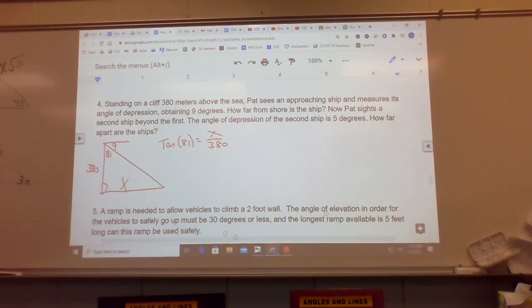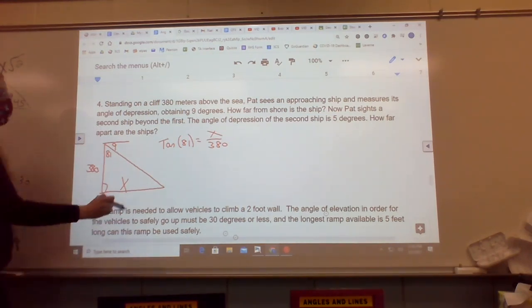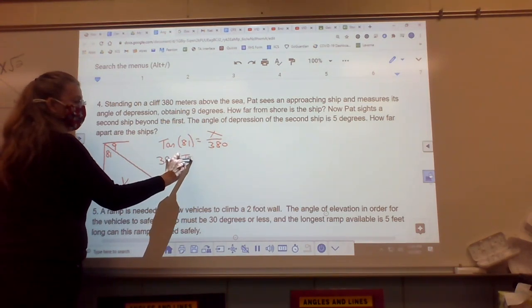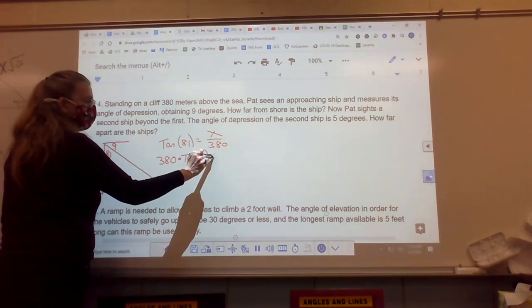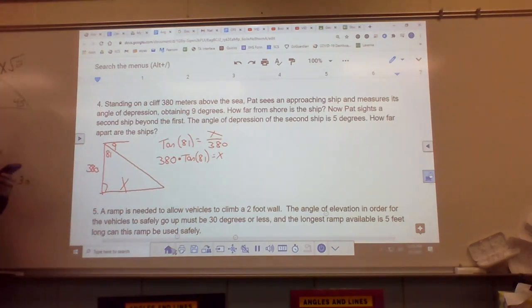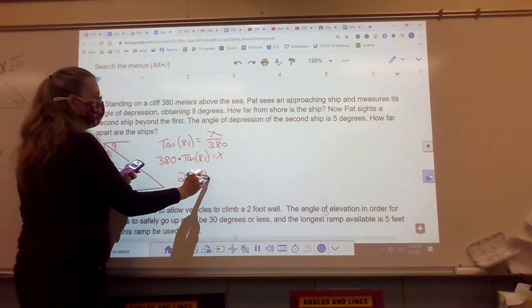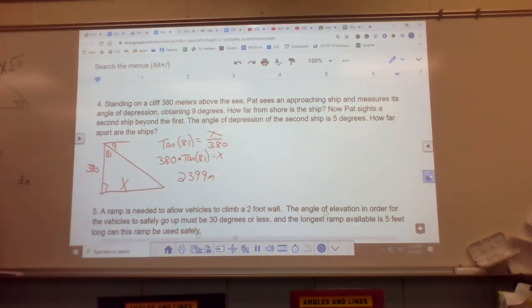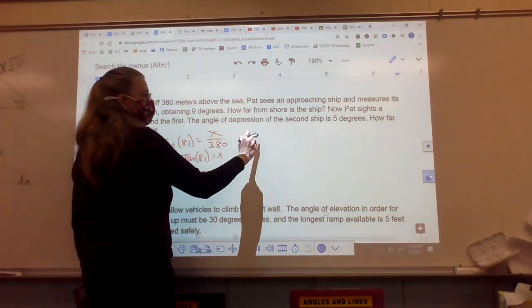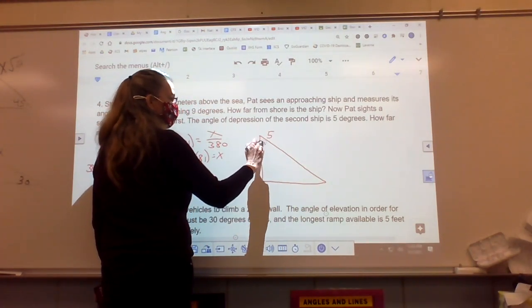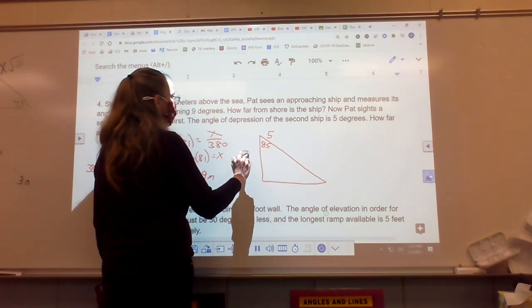Same as yesterday. To get rid of the divide by 380, I'm going to multiply by 380. 380 times tan 81, I get 2,399 meters. Now the second one's going to be pretty much the same thing. The only difference is instead of a 9, it has a 5 degree. So inside is now 85.